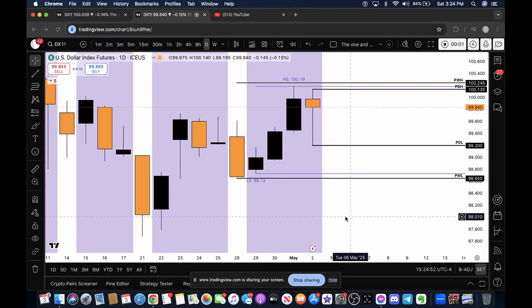Weekly Forex outlook for Sunday, May 4th to Friday, May 9th. Going to be breaking down my 5 main pairs I trade with gold, oil, and S&P 500, NAS, and US 30. So to start, let's start with the DXY.